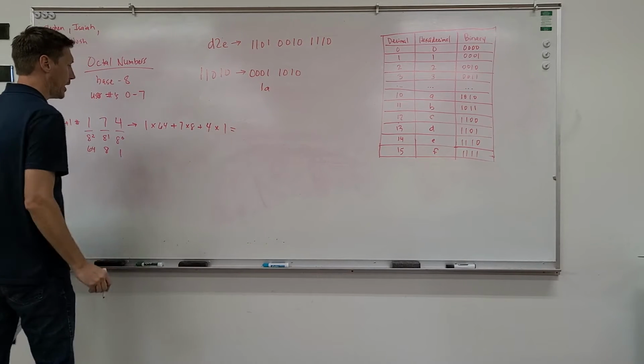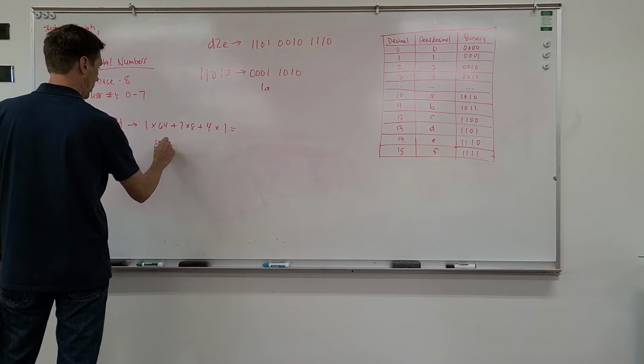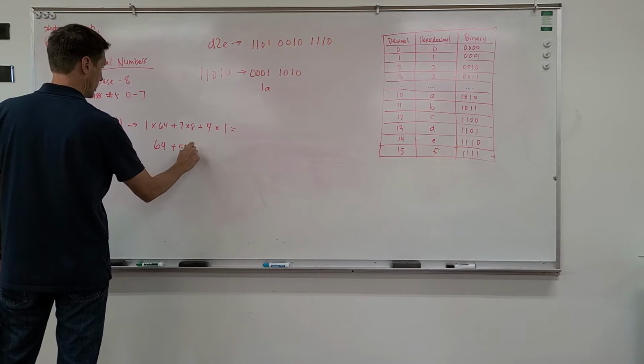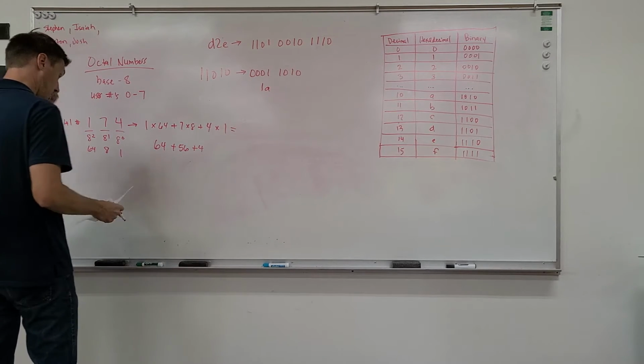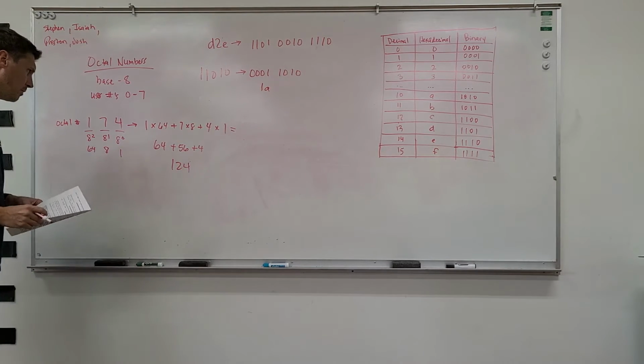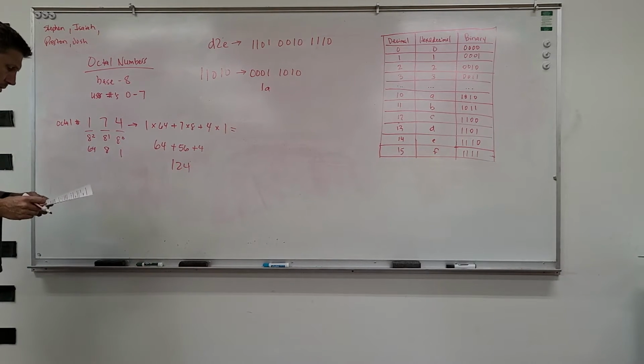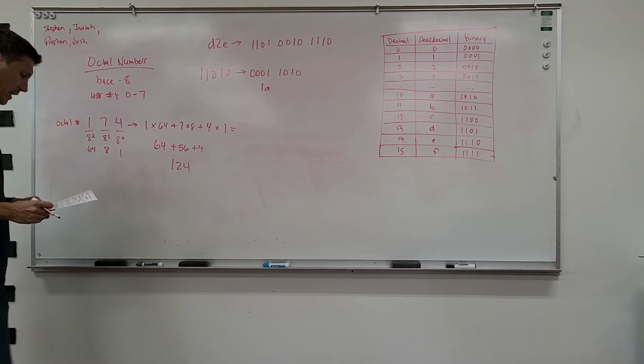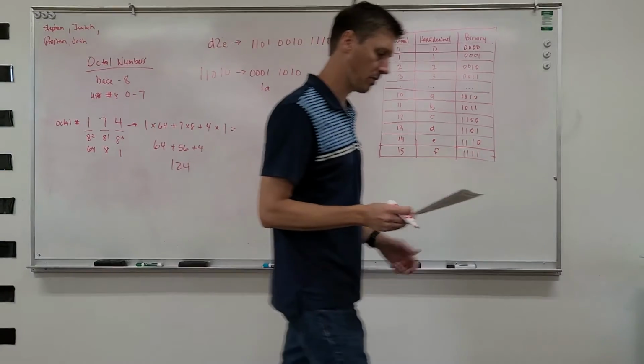And so we add all that up, we get 64 plus 56 plus 4. So, what, 124? No? Did I do something wrong? That's right. Right? That's what I got. Okay. The answer I have on my notes here is wrong. I have 114 on my notes.